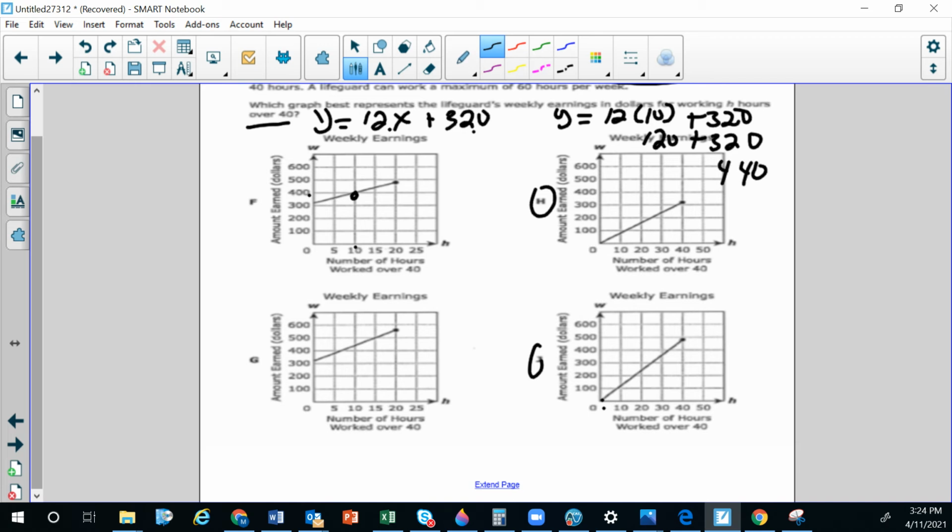So it can't be F, because at 10 hours, according to this graph, he's made $400. Well, according to the equation, it should be 440. On this graph here, when x is 10, it's above 400. So G is the correct answer. That one took me a little while to figure out what they were saying.